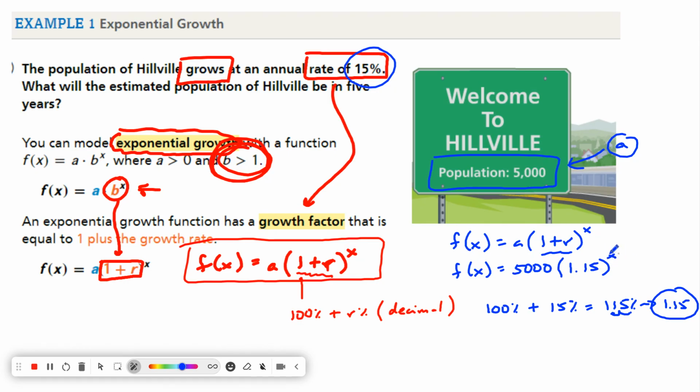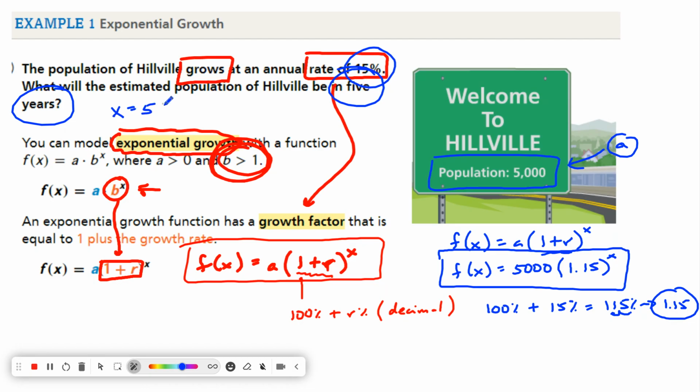Now this x stays x for a minute, that is my function. So that is the population growth function for Hillville. But now it gives me 5 years. That is what x is, because x is a time, 5 years. So we're going to replace the x with 5. So I'm going to do f of 5 equals 5,000 times 1.15 to the 5th power.